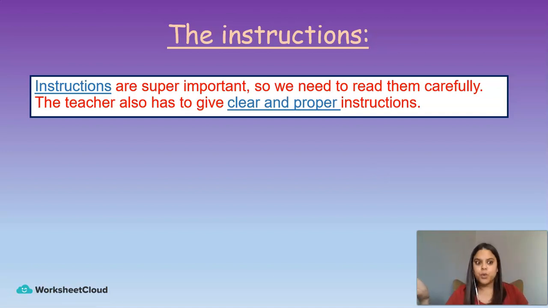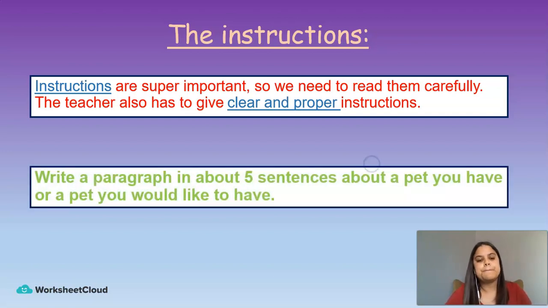So, what's important is that when we get our instructions, we need to read them carefully so that we don't misunderstand anything. And if you don't understand the instruction, ask your teacher, because that's also important. If you don't understand something and you just carry on writing, you're going to lose marks. So you have to clarify what you don't understand. So here is our instruction for the paragraph we're going to write today. Write a paragraph in about 5 sentences about a pet you have or a pet you would like to have.